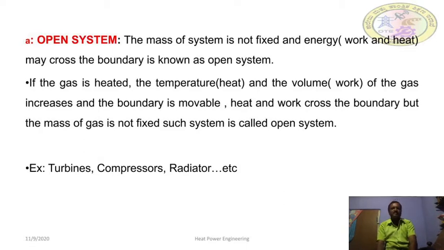Now we consider a piston and cylinder arrangement. So here the piston moves up and down by the movement of the gas. So it means here heat and work may cross the boundary, but mass of the gas is not fixed. Such system is known as open system. Examples, turbines, compressor, radiator, etc.